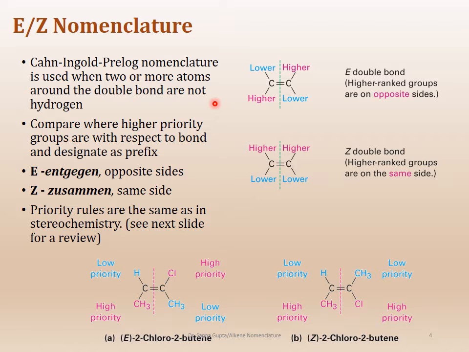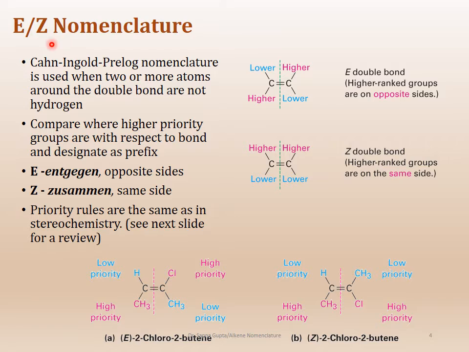Now, since the cis and trans isomerism is limited only to hydrogens, what do you do if you don't have just hydrogens? Okay, so for example, if you look at this molecule down here, which is 2-chloro-2-butene, here you don't have hydrogen. So how do you decide which group goes where? Because just like stereochemistry, these groups are stuck in a particular orientation. So you need to know where exactly to put these groups when you draw it out.